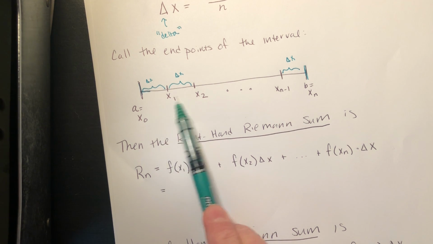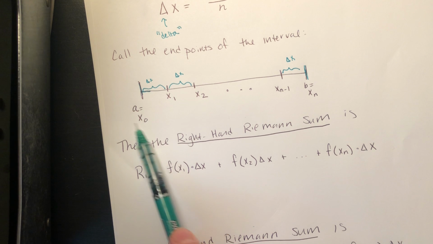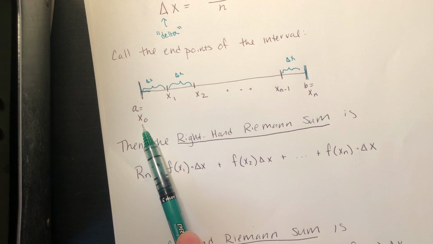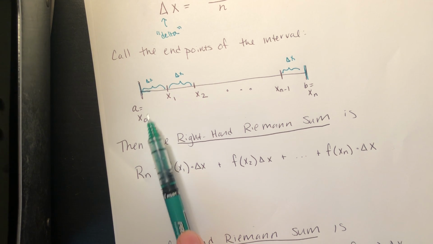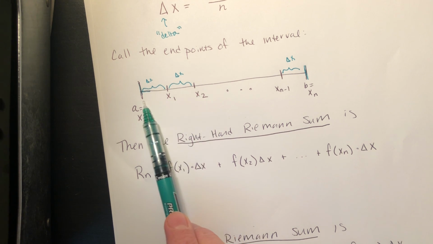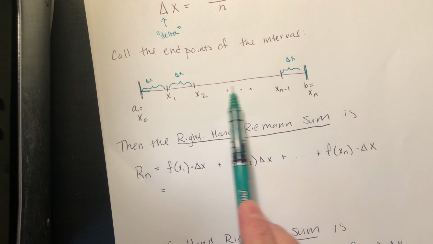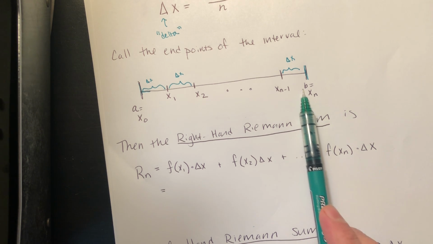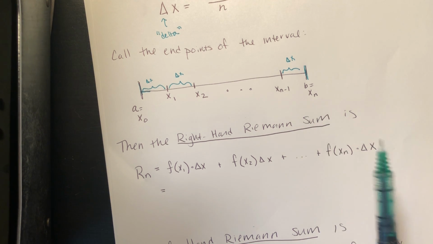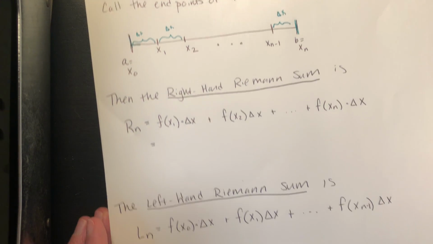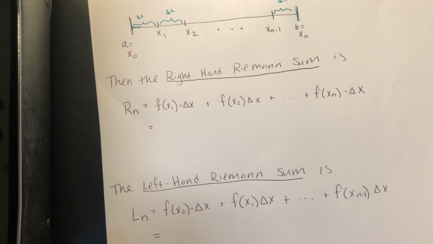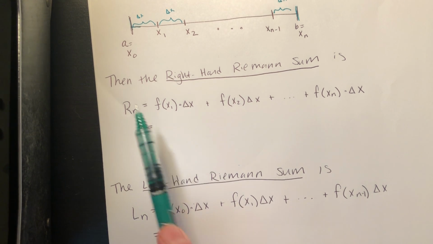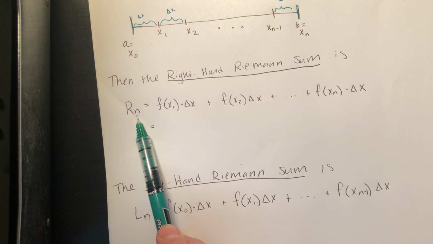And we're going to use x0 to represent the left endpoint, which already is called A. And then each of the subintervals will just be indexed x1, then x2, all the way up until xn minus 1. And finally, the very last endpoint, which is B, we'll call that xn. So with this in mind, the right-hand Riemann sum is given by this formula here. We call it R sub n.